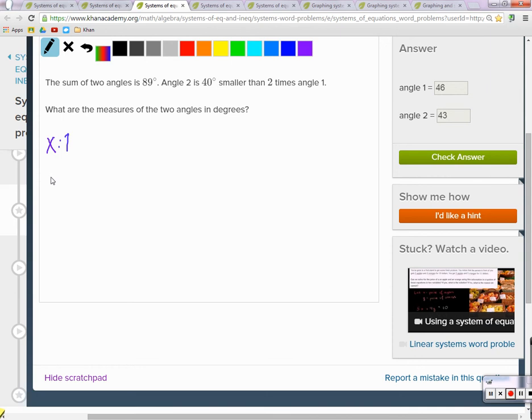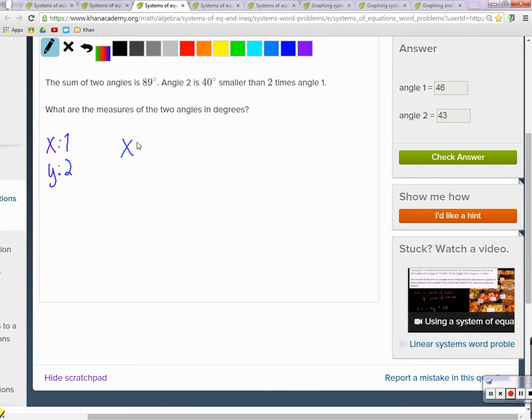Okay, so why not x and y? Angle one, angle two. Just as a reference, so we'll know when we get done. X is, when it asks about angle one or two, we know which one is which. All right, so the sum is 89, angle two is 40 degrees smaller than twice angle one, and what are these two angles? So, we have this word problem, and doing systems of equations, we need to write two equations with two variables, right? Yeah, so take x plus y equals 89.